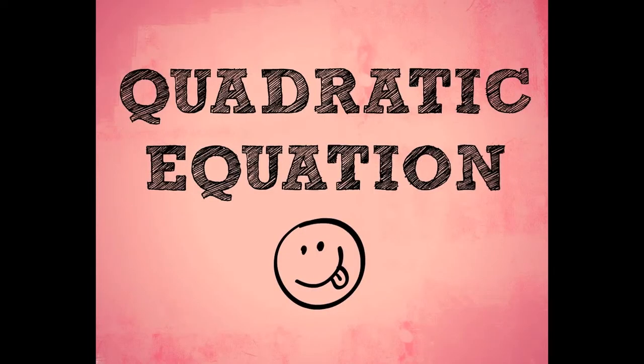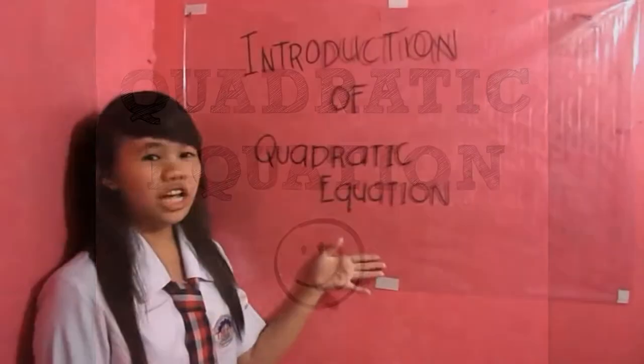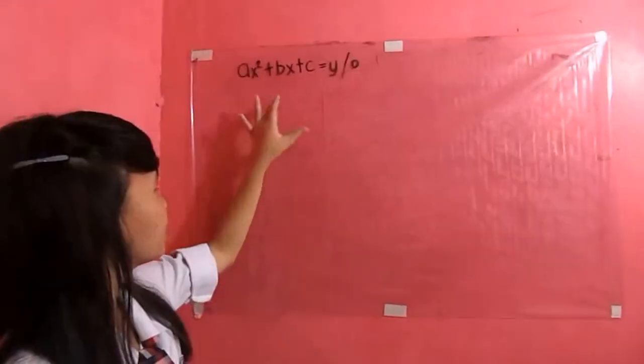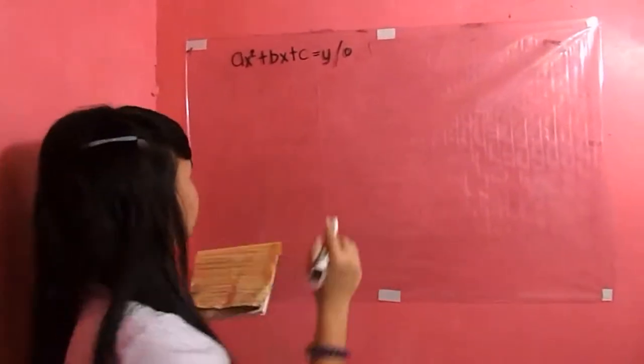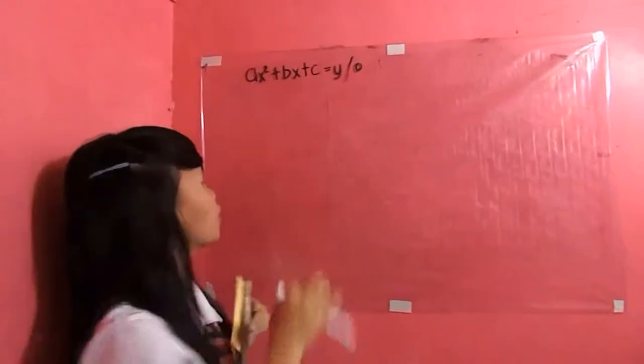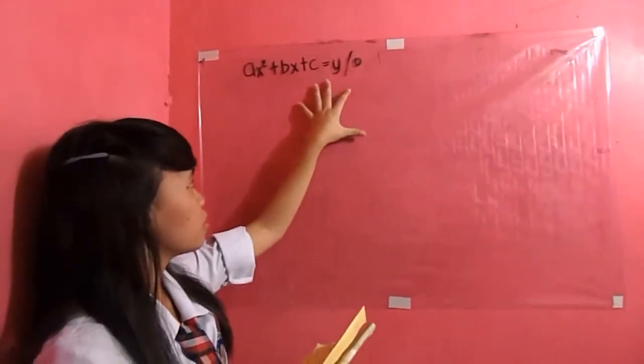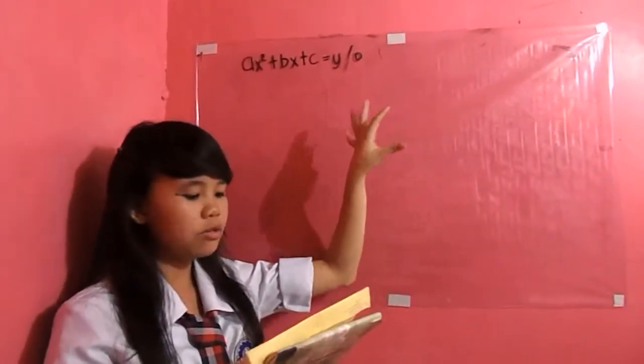Video tutorial for quadratic equation. Introduction of quadratic equation and how to solve it. Now, a quadratic equation looks like this: ax squared plus bx plus c equals y, or specifically equals 0.